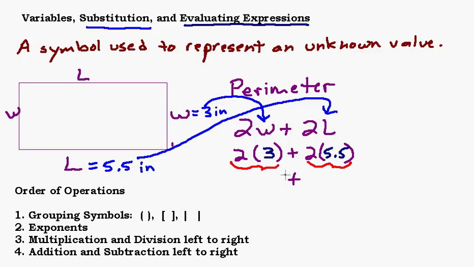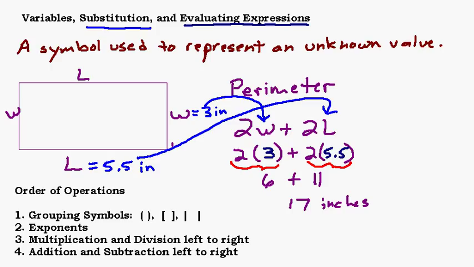So 2 times 3 would be 6, and 2 times 5.5, we can do that in our head. 2 times 5 is 10. 2 times a half would be 1. So 10 and 1 would be 11. Another way you could think of it is 5.5 plus 5.5, and that would be 11. 6 plus 11 is 17, and then if we wanted to get technical about it here, it would be 17 inches would be the distance around the rectangle.